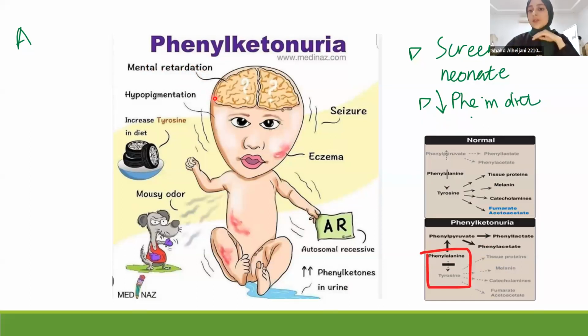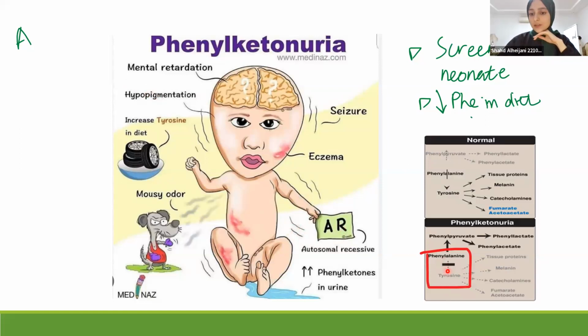What does this mean? We need to screen the neonates to check if they do have this deficiency, so we can interfere early. And how can we interfere? By decreasing phenylalanine in the diet, so we could decrease the demand for this pathway. And it's an autosomal recessive pathway defect. Now, this is the first thing.